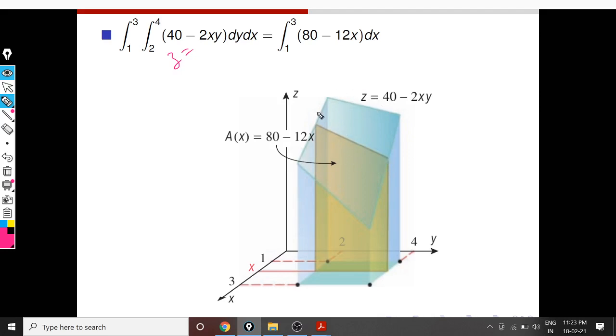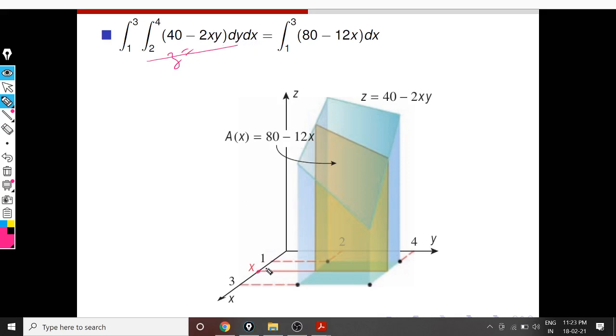Okay, so this is the shape of z equals 40 minus 2xy. Anyway, first we integrate this expression with respect to y. Then what is the geometry of this integration? We know that when we integrate with respect to y, we are treating x as a constant.